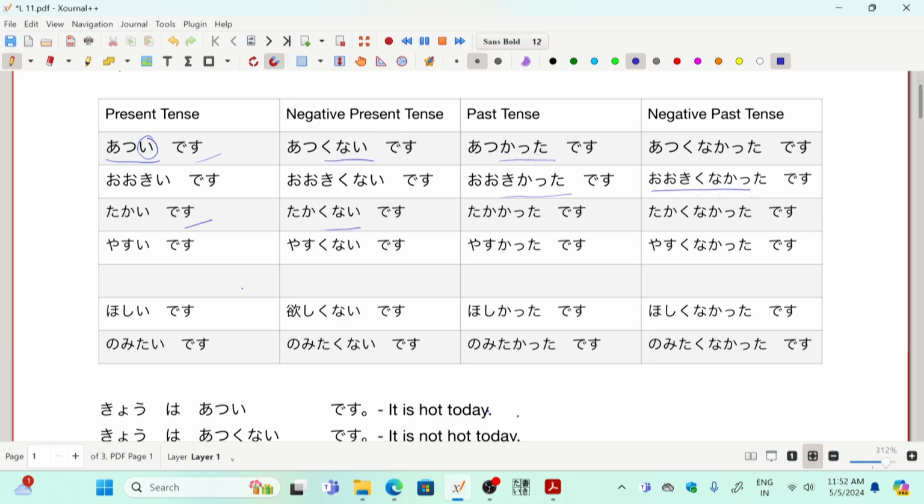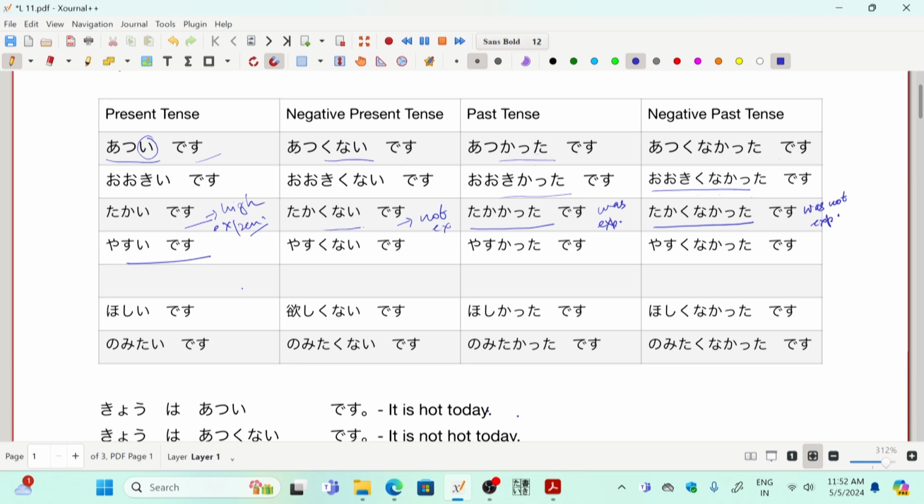Takakunai desu. Negative is takakunai desu. So takai is either high or expensive. So takakunai desu, not expensive or not high. Takakatta desu, was expensive. And takakunakatta desu, was not expensive.